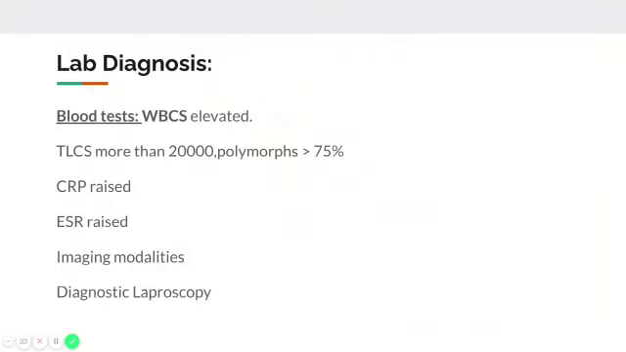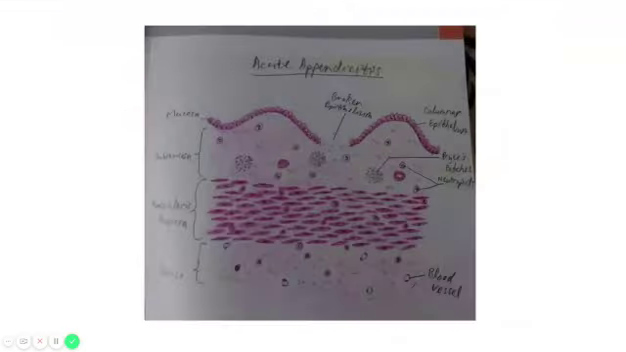Moving to the lab diagnosis, we'll start from the blood test. So WBCs may be elevated. In 10% of cases, it might be normal. TLC is more than 20,000. 75% are polymorphs. CRP raised, ESR raised, and there might be imaging modalities and diagnostic laparoscopy.